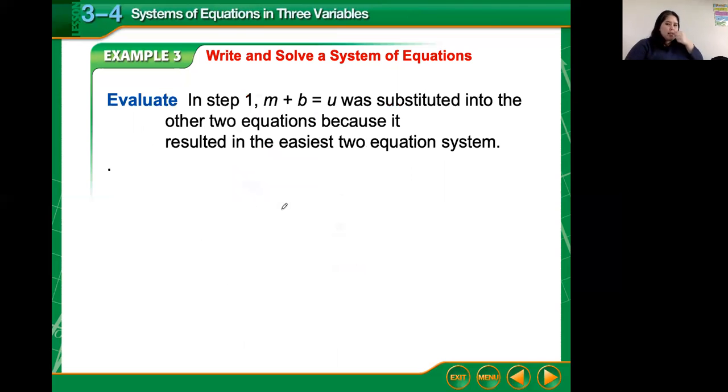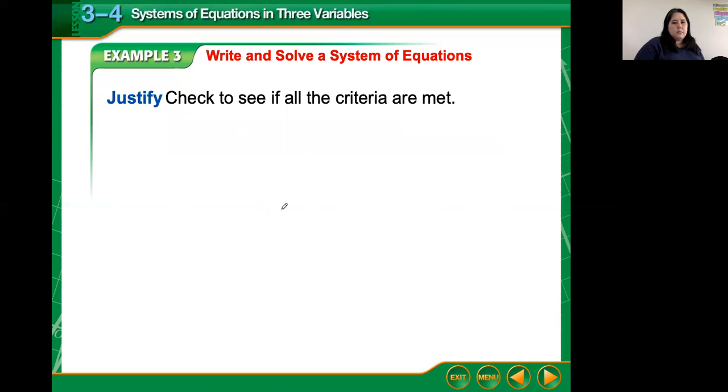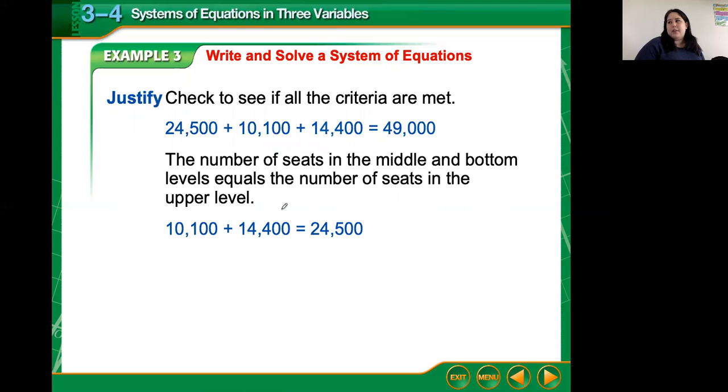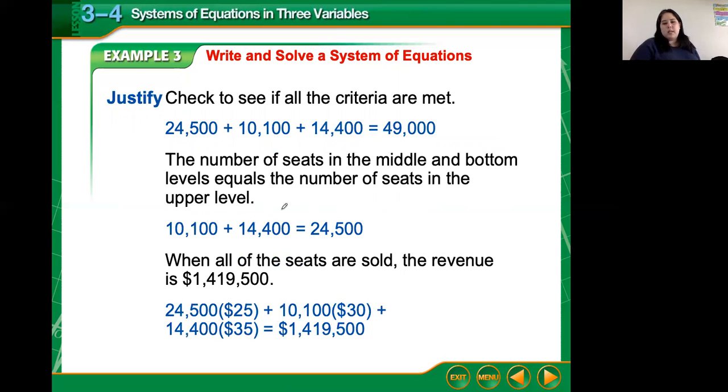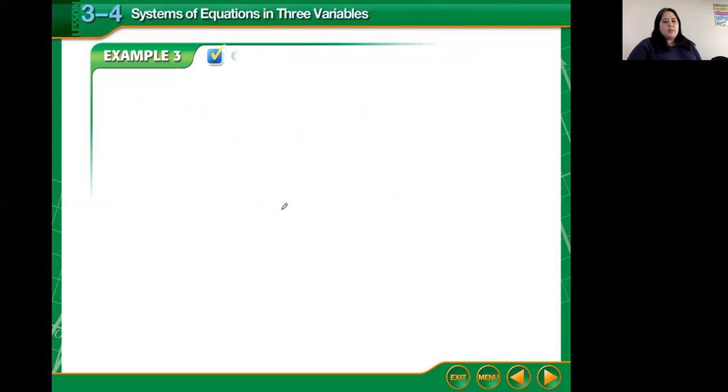Taking a look at it, one of the reasons they used substitution is that it was actually the easiest way to solve this problem. We could have used elimination like we did earlier, but it just worked out easier. So you just check by substituting in the values and making sure you get three true statements. In this case, we do. So that is our solution.